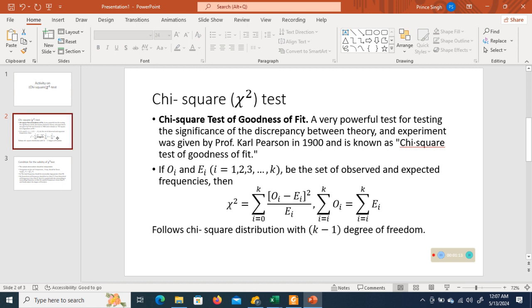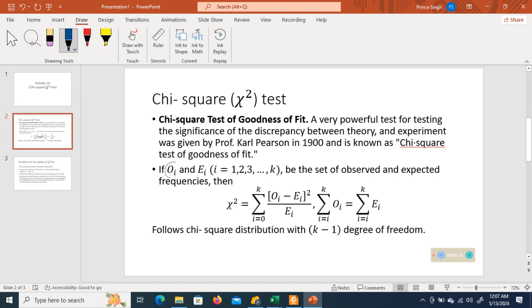In this case, say Oi is the observed frequency and Ei is the expected frequency. Expected frequency means on the basis of certain theory we are expecting that this should be the value, and Oi is the observed frequency, meaning we have conducted some experiment and on the basis of that we have calculated some value. In that case the value of the chi-square statistic is given by the formula summation.